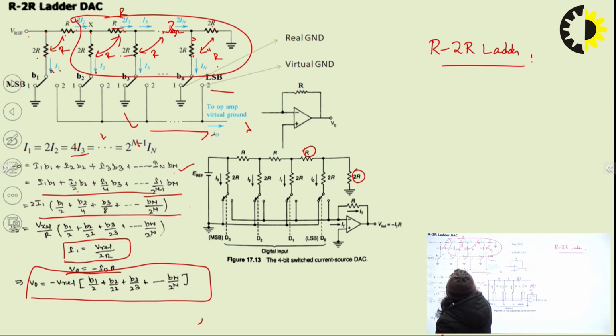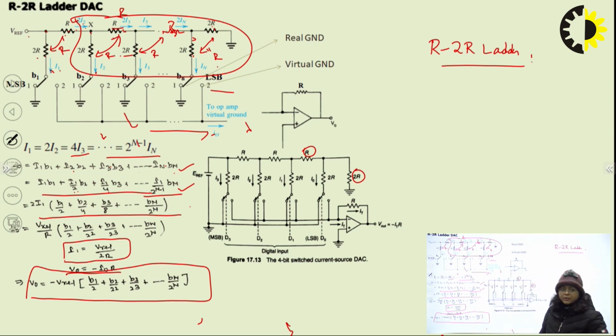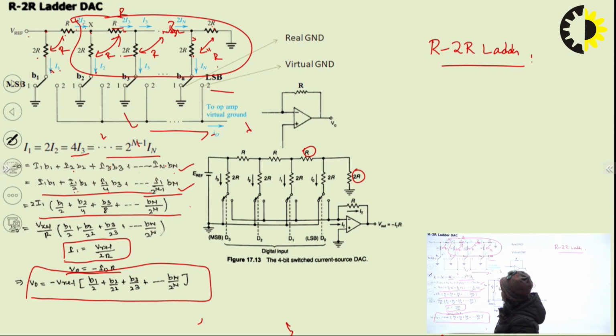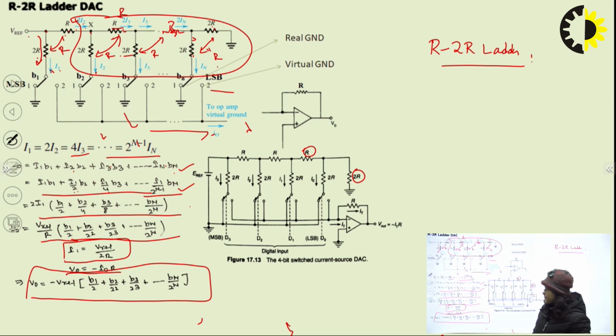So we take this relation and put it here like I1 B1 plus, for I2 we write I1 by 2, for I3 I1 by 4, similarly for IN I1 by 2 to the power n minus 1, and we sum it by taking I1 common, and we take I1 as V reference upon 2R. So the combined equation will be V reference upon R, B1 by 2 plus B2 by 2 square, similarly Bn by 2 to the power n.